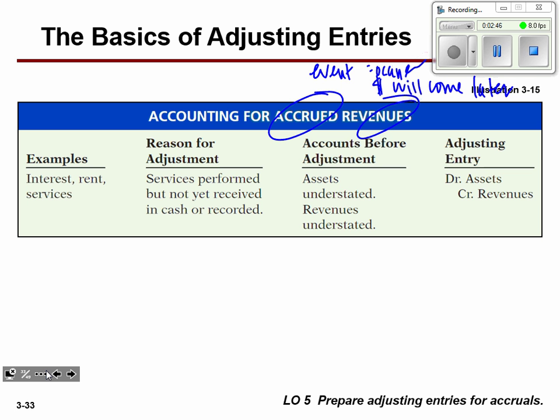Why do we do this? When we perform services, but we haven't gotten cash yet. This whole understated, overstated thing, remember this is if we didn't adjust. What would happen? It would look like we have less assets than we really do, and revenues would also be understated. So in other words, eventually we're going to get paid, and if we didn't adjust, that cash would look like it's lower than what it really should be. Same thing with revenues. So let me show you some examples of the adjusting entries.